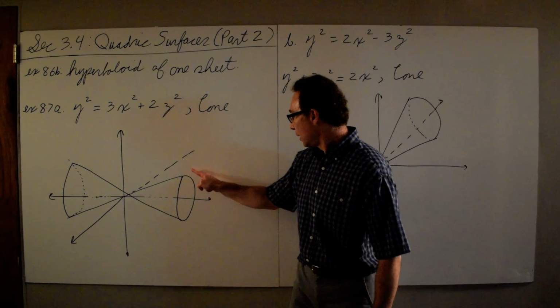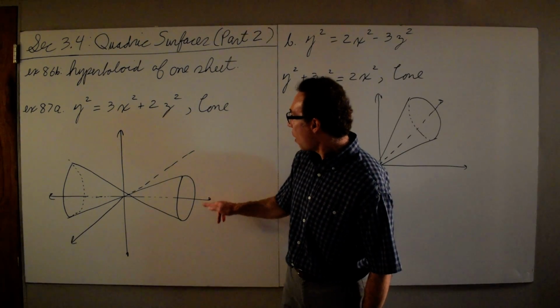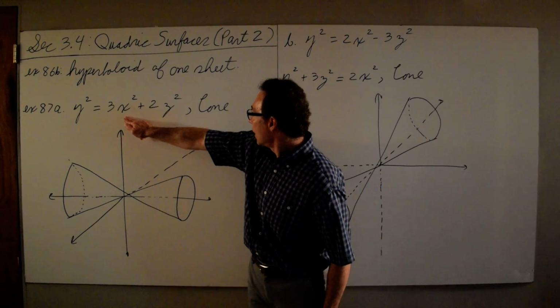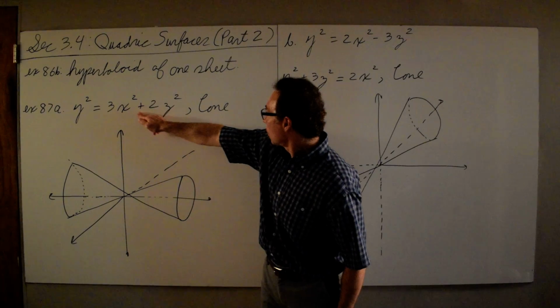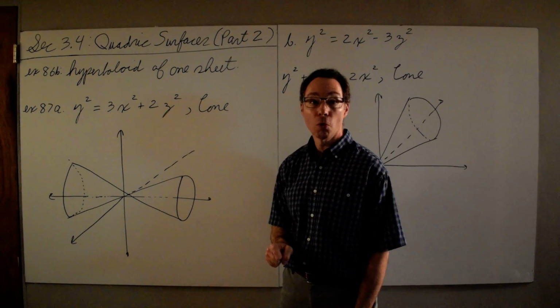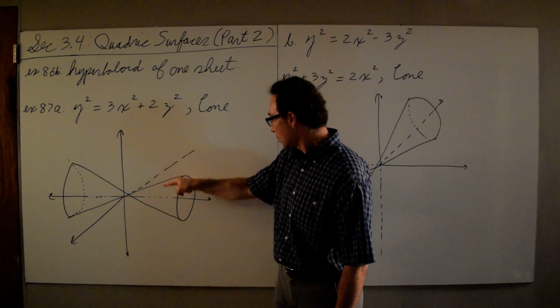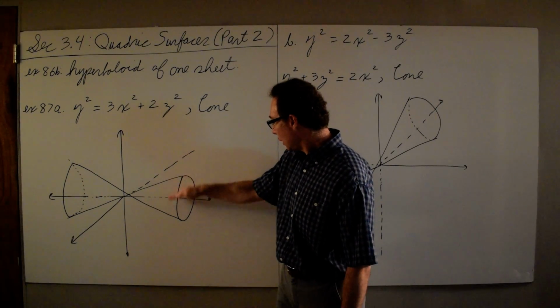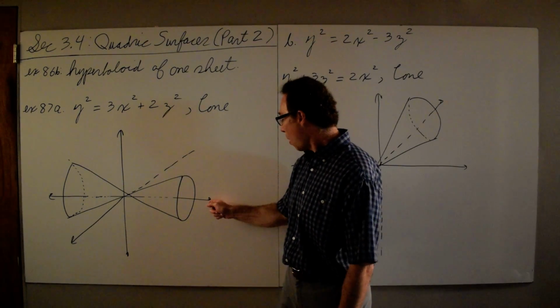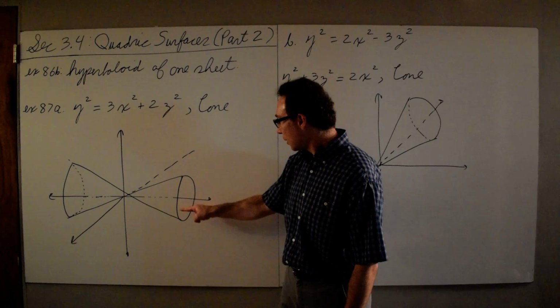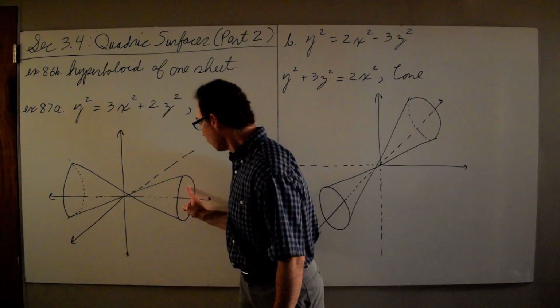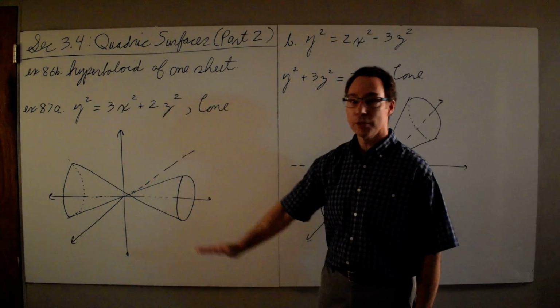So here, if you take y as a constant, then you have 3x squared plus 2z squared, that's an ellipse. So whenever you take a cross section here that's perpendicular to the y-axis, you're going to get an ellipse. So we have an ellipse here, and this is a cone.